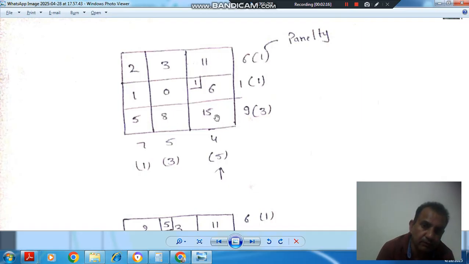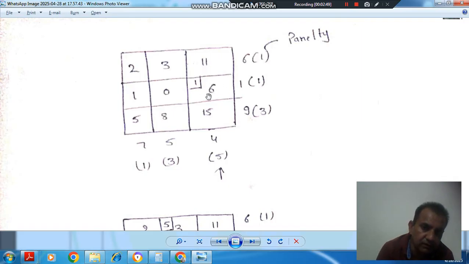In this column it will be 11 minus 6, 5. And in this column it will be 3 minus 0, 3. And in this one, 2 minus 1, 1. Okay, so these are the penalties. Out of these, the maximum penalty is 5, so we will allocate in that row or column where the penalty is maximum.